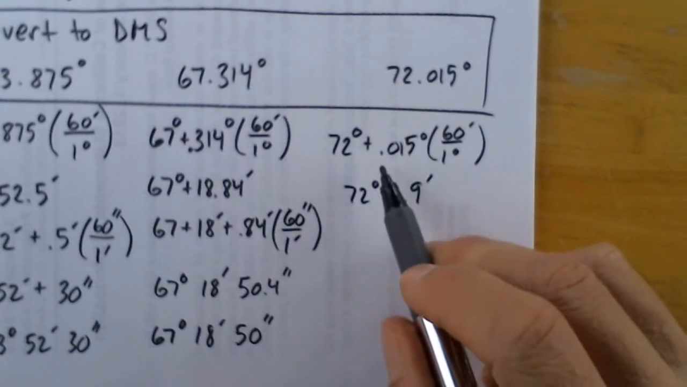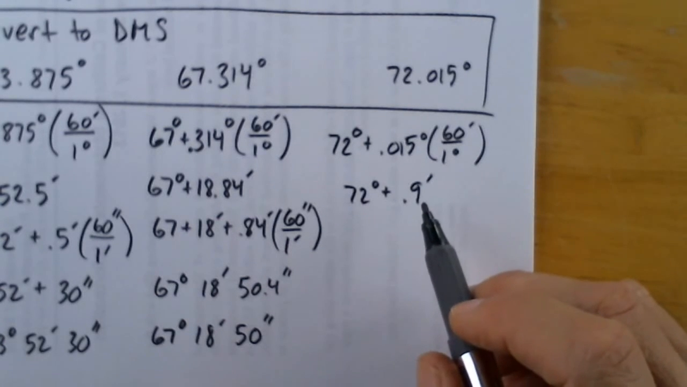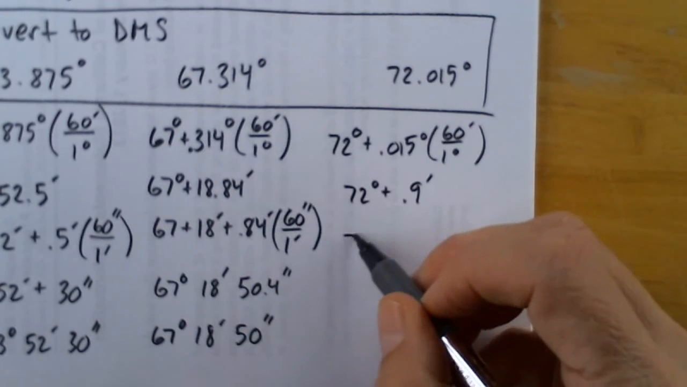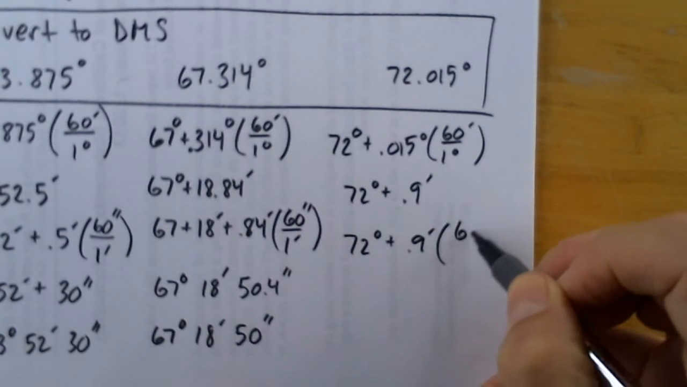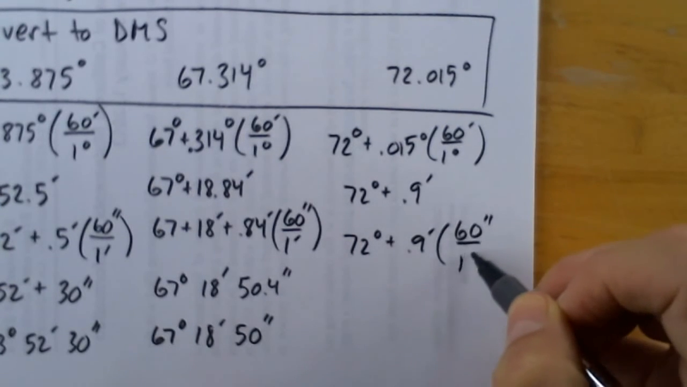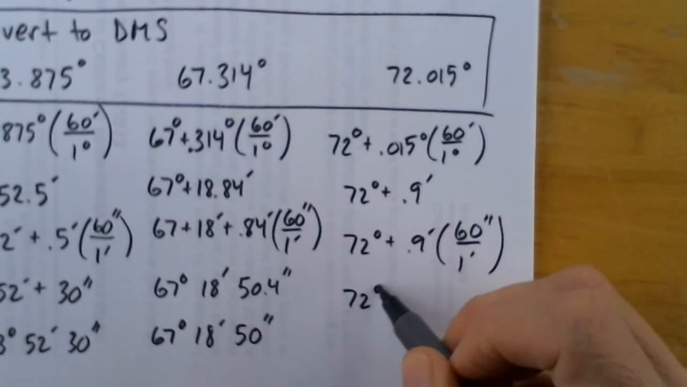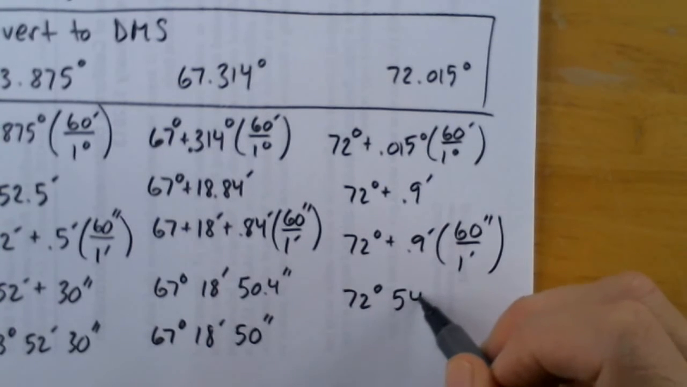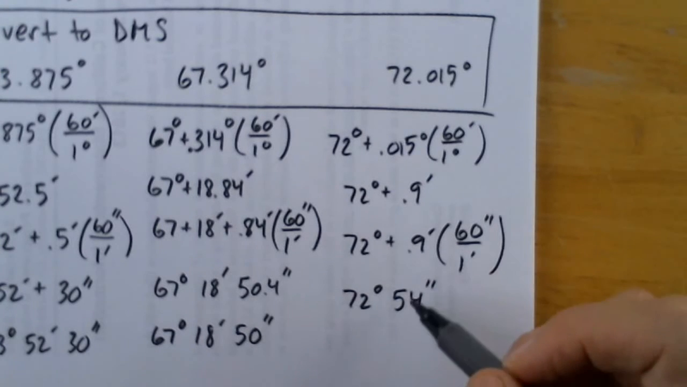So here, when we multiply 0.015 times 60, we get 0.9 minutes. So we're not going to have any minutes. We'll just convert that into seconds. So we don't have minutes, we don't have degrees. We just have seconds.